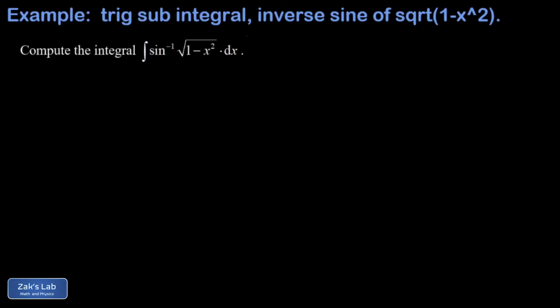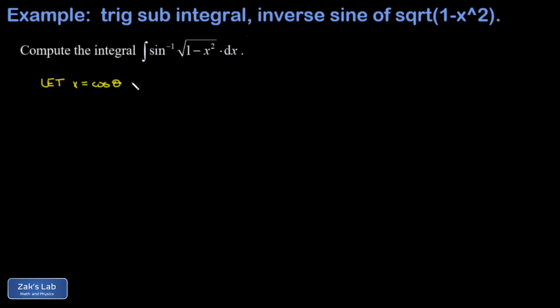In this video, we're computing the integral of the inverse sine of the square root of 1 minus x squared. And the natural first thought here is if I could turn that square root of 1 minus x squared into the sine of some angle, then the inverse sine would undo that. And the idea is to use a Pythagorean identity here.